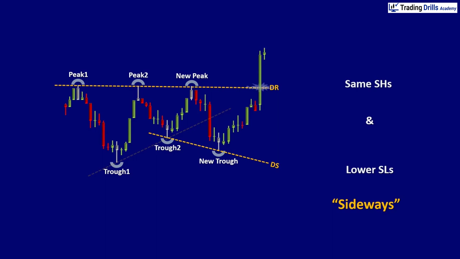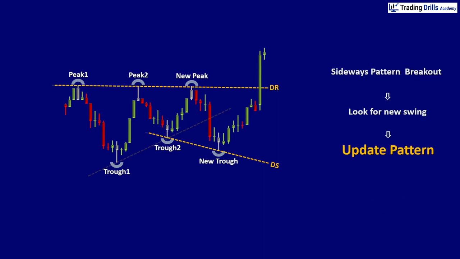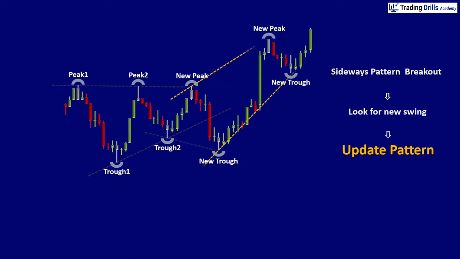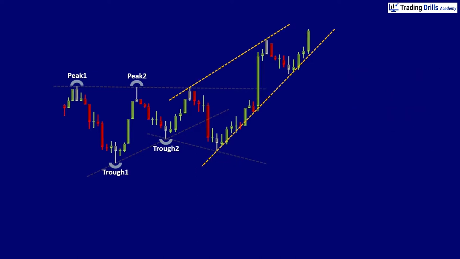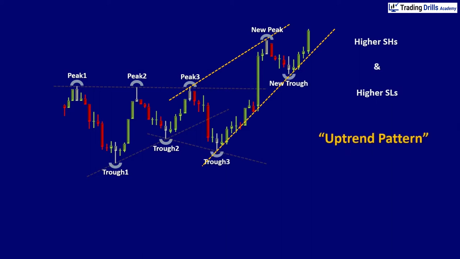If the price breaks the dynamic resistance line of the current sideways pattern, look for the new swing highs and update the dynamic channel. The new pattern could show the higher swing highs and also higher swing lows, which is a new uptrend pattern.